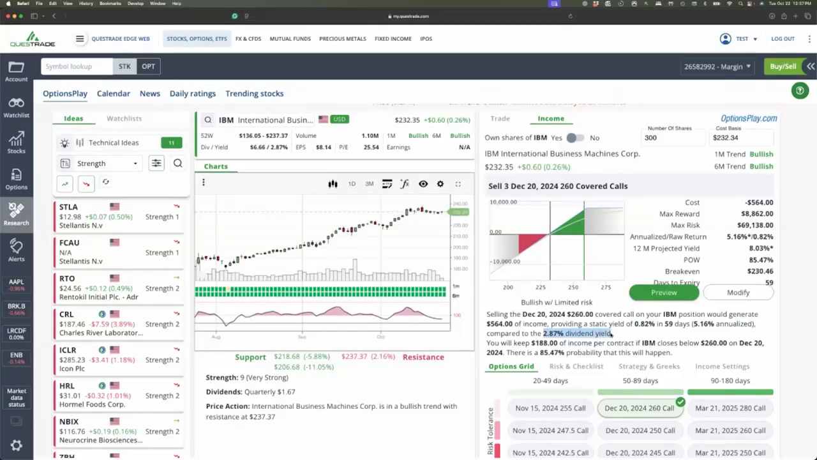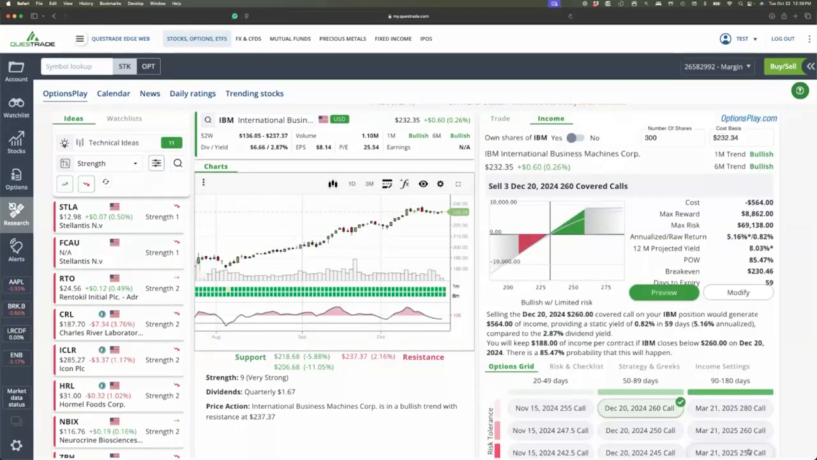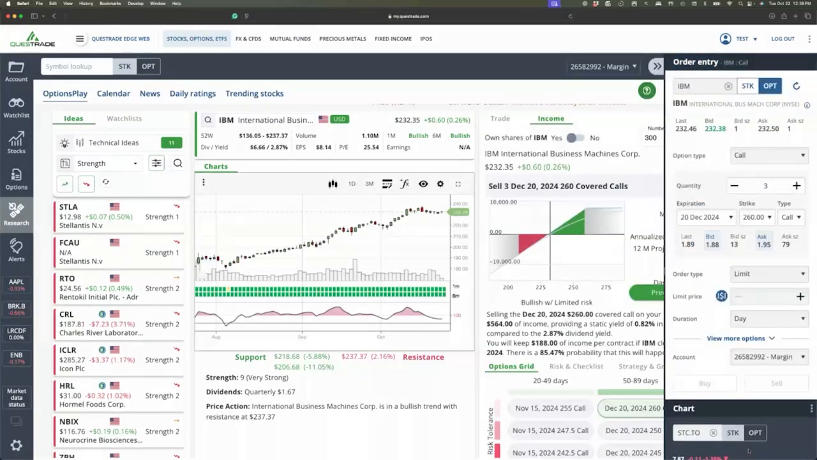So I'm nearly doubling the dividend yield, nearly doubling the income that I'm receiving on this specific trade using this covered call. And it gives me all of this information that I need to understand: what's my probability of this call option expiring worthless, what's my 12-month projected yield, what's my break-even price, how many days to expiration, all of that information that I need to make that trading decision if I'm selling that covered call, allowing me to click on the preview button and go through that checklist and enter this order very quickly by clicking on the bid price and potentially selling this covered call on my portfolio.